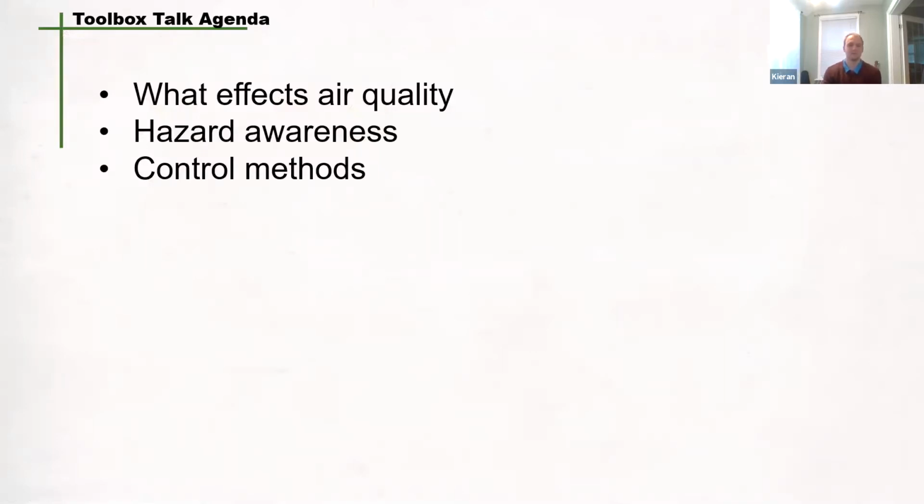So like I said, there's a few things: what affects the air quality, hazard awareness, and control methods, because there's several ways to control indoor and outdoor air quality. When we work in construction and demolition, there are a lot of different hazards that arise with air quality. So we're going to talk about some of those materials that affect hazard awareness, basic controls, and some methods that will help all the stakeholders in your company.